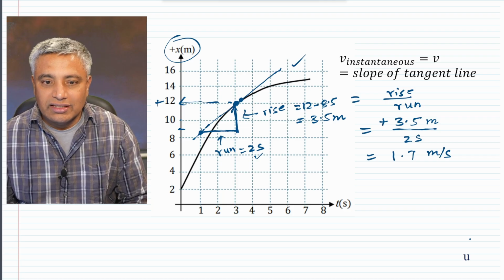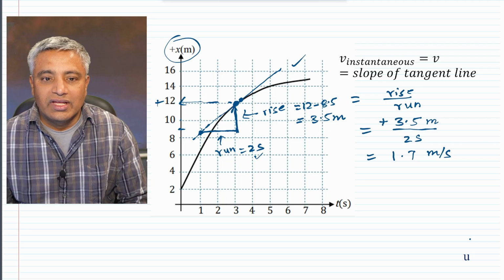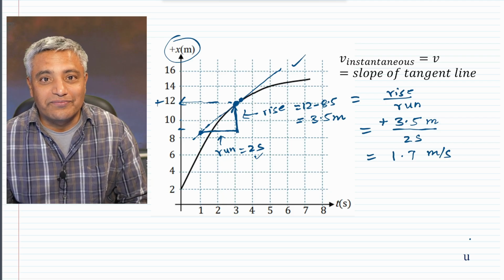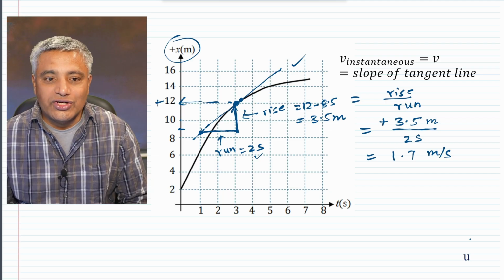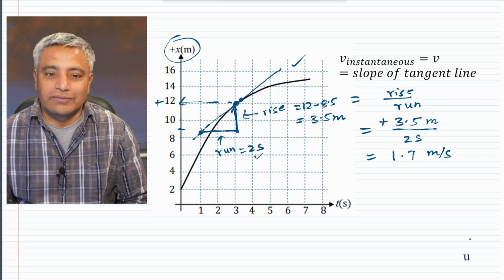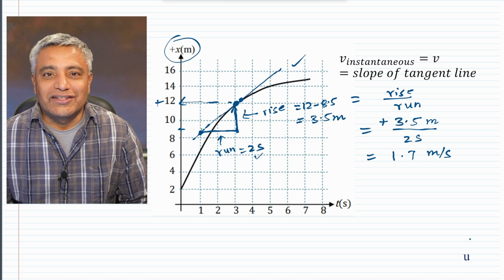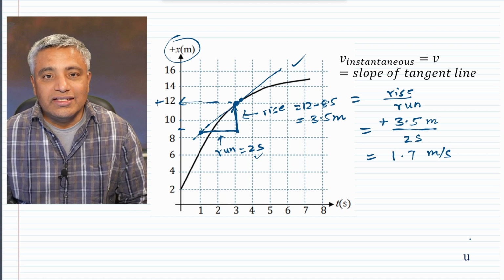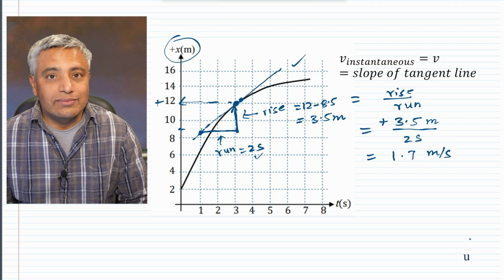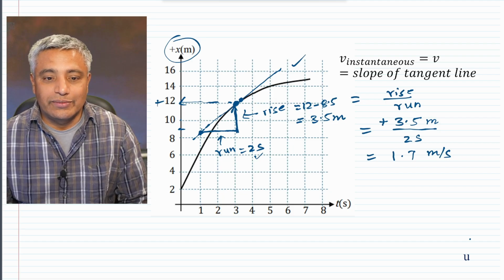Now here is something important to emphasize. The instantaneous speed is simply the magnitude of the instantaneous velocity. Since speed has no direction, the instantaneous speed is always the absolute value of the instantaneous velocity, which comes in handy if the velocity has a negative sign, right? So we just get rid of it. If the instantaneous velocity was, let's say, negative 1.7 meters per second, then the speed would still be 1.7 meters per second.